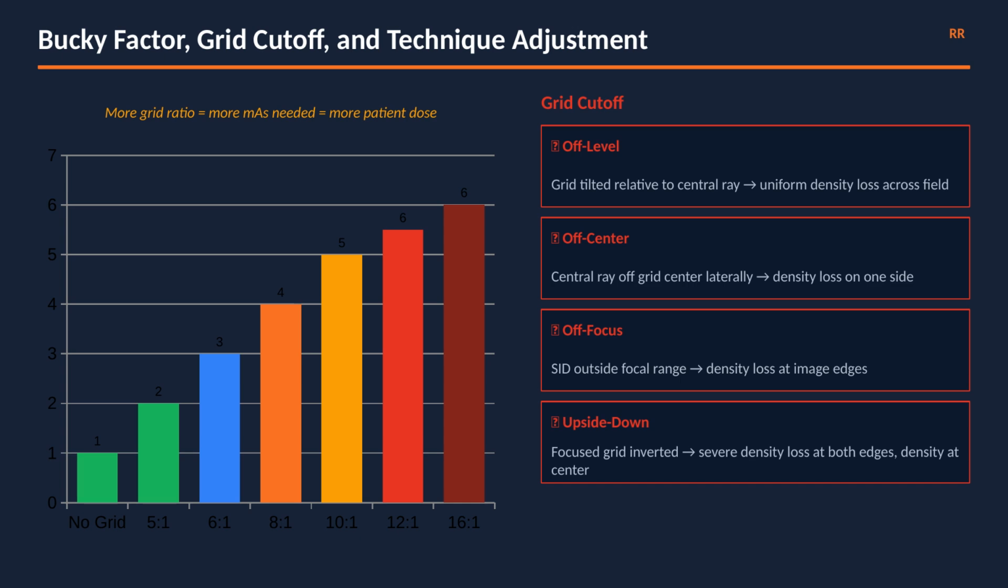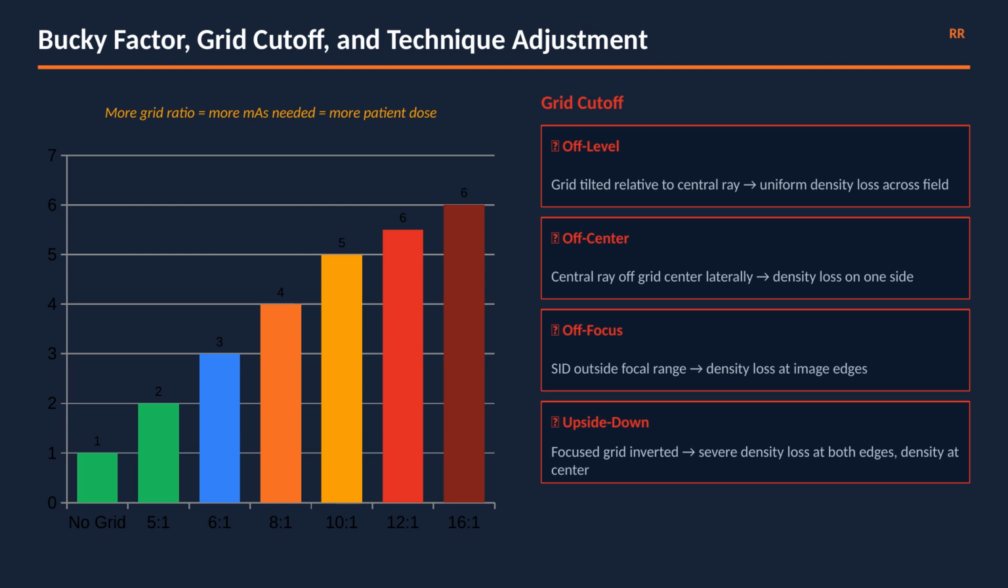Grid cutoff, 4 types. Know them all. Off-level cutoff, the grid is tilted relative to the central ray. Uniform density loss across the entire image. Off-center cutoff, the central ray strikes the grid off center laterally. Density loss on one side of the image. Off-focus cutoff, the SID is outside the grid's labeled focal range. Density loss at both lateral edges, worse toward the periphery.